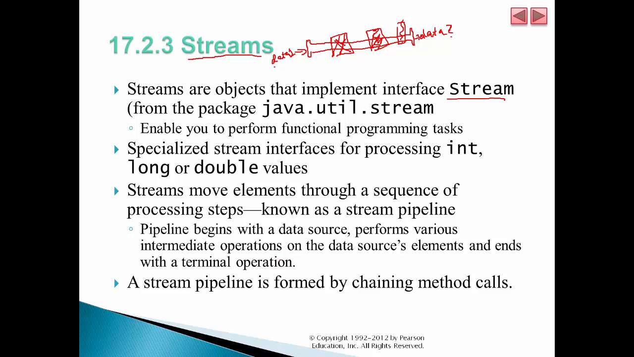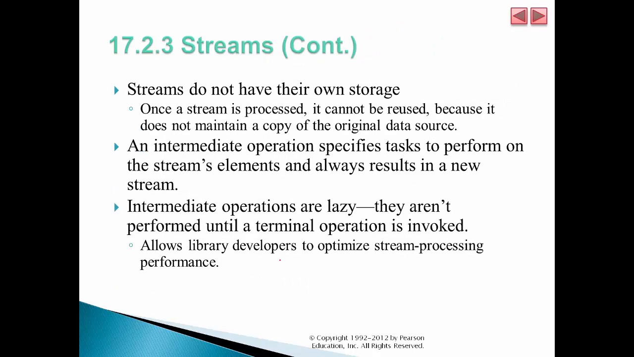The stream pipeline is formed by chaining the method calls, right? So we have to chain the method calls in a certain way to indicate what we want to perform, what is our main final job. The streams do not have their own storage, as I said. They don't do anything mutable. They cannot be reused. Once you pass the data through this stream, you cannot pass all the same data again. You have to give a different data source, or maybe the same data source again, and then make the pass again.